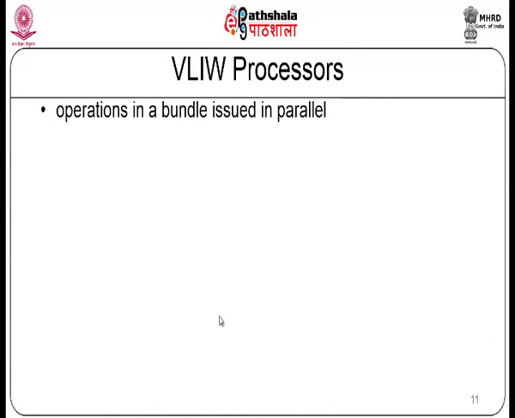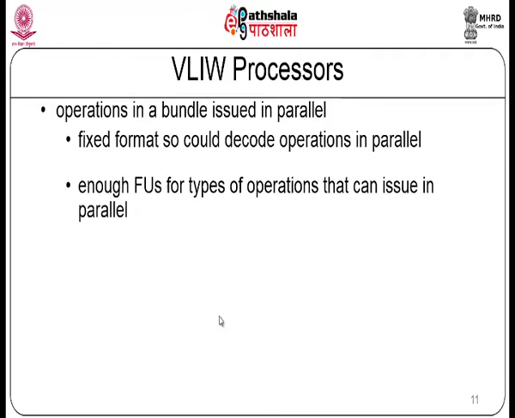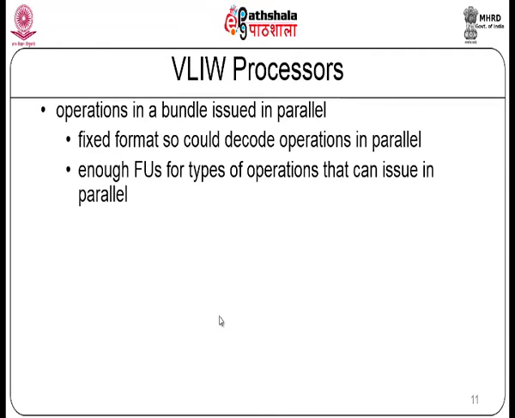So, in VLIW processors, when the compiler forms these bundles, the architecture simply issues this bundle every clock cycle. It uses a fixed format, and because of the fixed format, decoding operations can happen in parallel. There is always a specific slot allotted for each of these different types of operations. Memory operations are always encoded in one place, floating point operations are encoded in another place, and so on. So, because of this fixed length encoding, you can do decoding in parallel.